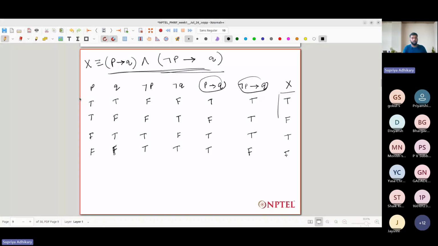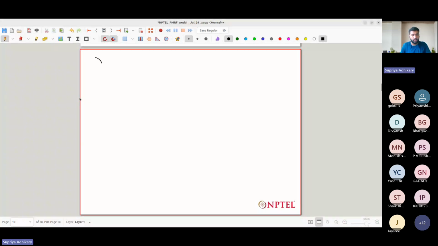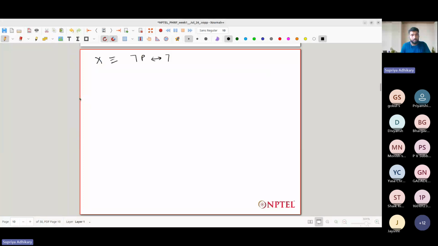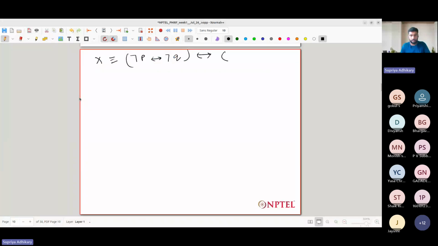Now, similarly, we can do this for this proposition over here. So let's say that now my X is not P, negation of P by implication, negation of Q. That has again by implication P by implication Q. Okay, so again P, Q, negation P and negation Q. So there are 4 possible assignments for P, Q.